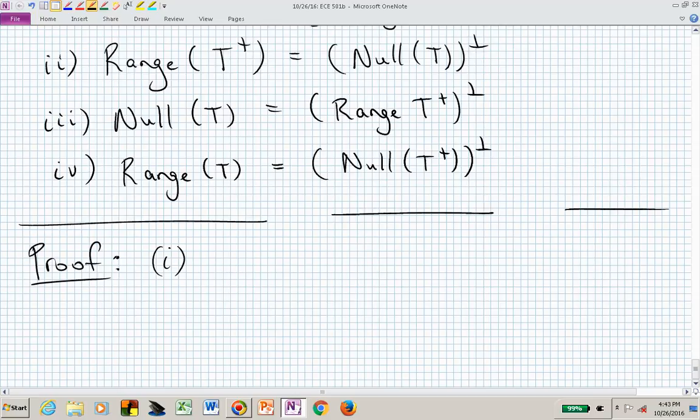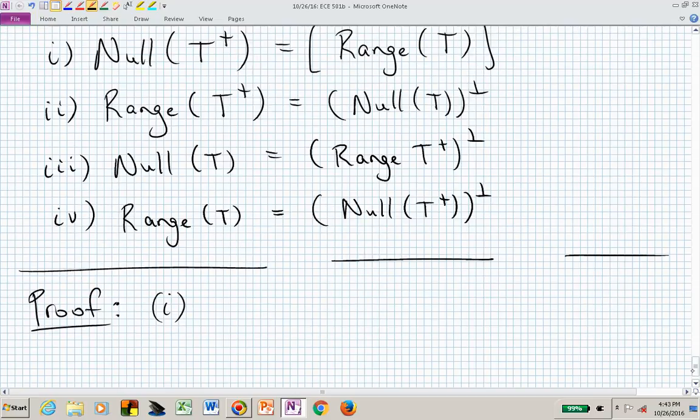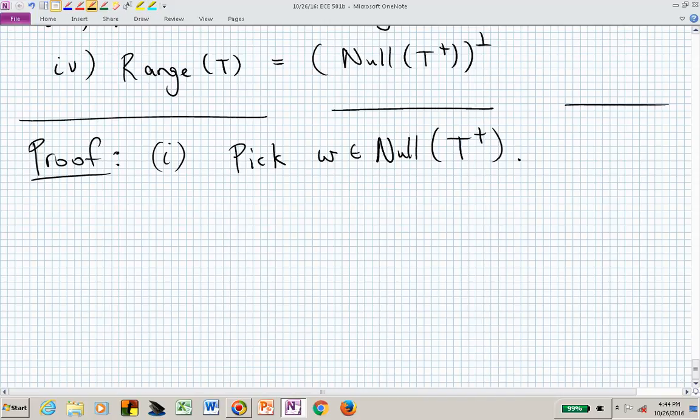Now, let's go on. So what do we need? We need to now pick a W, and let's say that that lives in the null space of T dagger. We now have a vector W that's in the null space of T dagger. We now know that if I have T dagger and I apply it to W, what's going to happen? If W lives in the null space of T dagger, what happens when I apply T dagger to W?